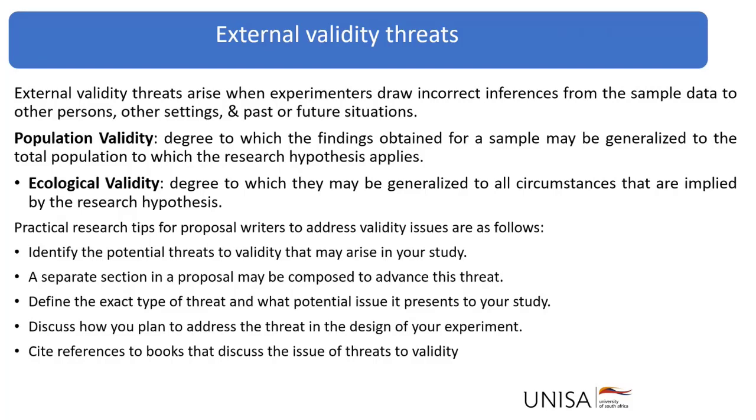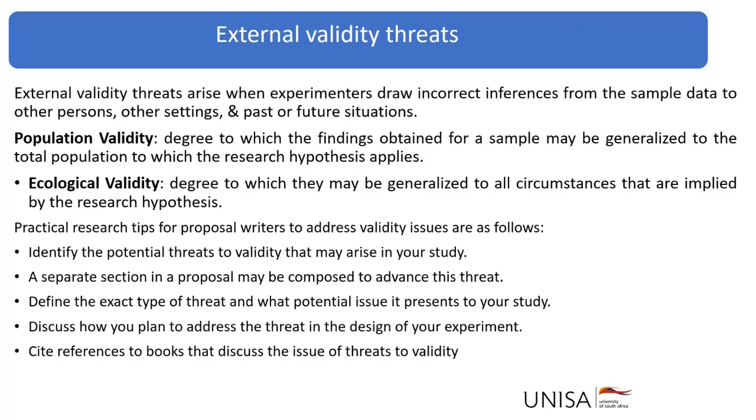So external validity threats arise when the experimenter draws incorrect inferences from the sample data, to other persons, other settings, and past or future situations. So you need to be able to define for yourself what is your external validity threat in your case, so that when you draw inferences, you look at what was my sample data to the extent that it represents the broader population.